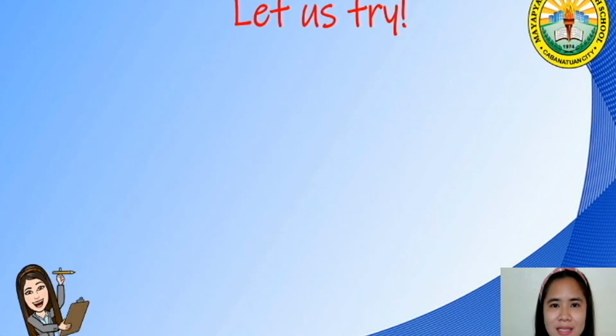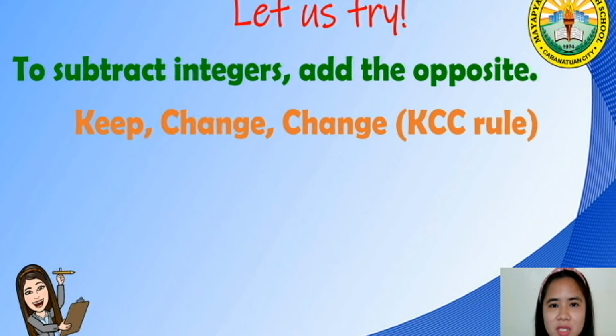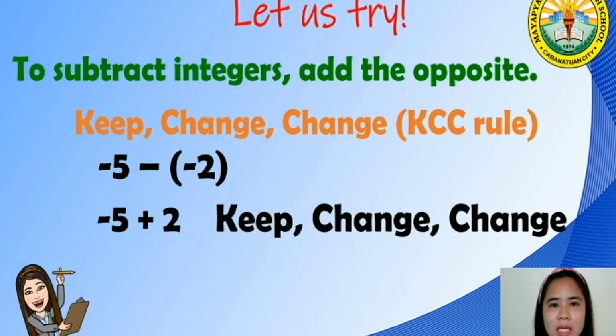Let us try an example. Reminder, to subtract integers, add the opposite, or we will use the keep, change rule. We have here negative 5 minus negative 2. We will keep negative 5. Change the minus sign to addition sign. Then change negative 2 to positive 2. Therefore, we will have negative 5 plus 2, which is equal to negative 3.